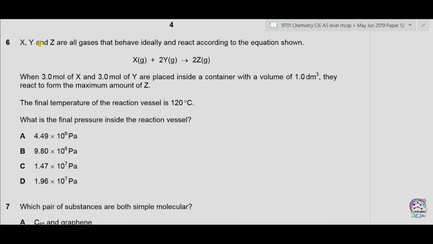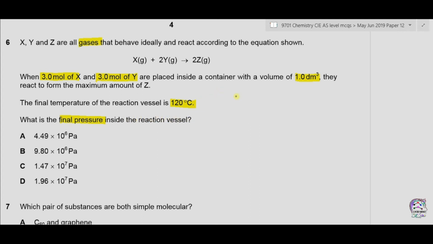Question number 6. X, Y, and Z are all gases that behave ideally and react according to the equation shown. This is the equation. 1 mole of X reacts with 2 moles of Y to form 2 moles of Z. When 3 moles of X and 3 moles of Y are placed inside a container with a volume of 1 decimeter cube, they react to form the maximum amount of Z. The final temperature of the reaction vessel is 120 degrees centigrade. What is the final pressure inside the reaction vessel?